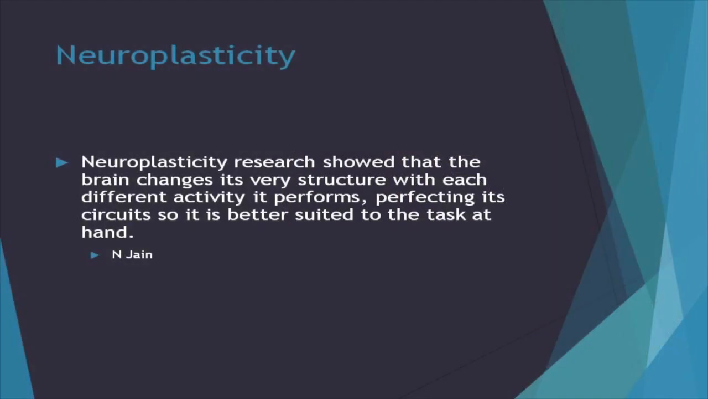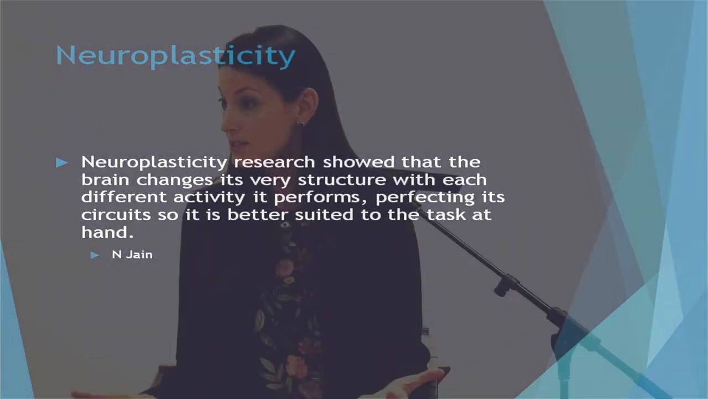Researchers show that the brain changes its very structure when they do fMRIs. With each different activity it performs, it perfects its circuits so it is better suited to the task at hand. I can learn a new language as an adult. I could learn how to play tennis as an adult. I probably wouldn't be where someone who started when they were 4 would be, but we can learn new skills.